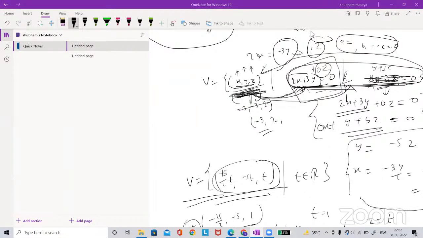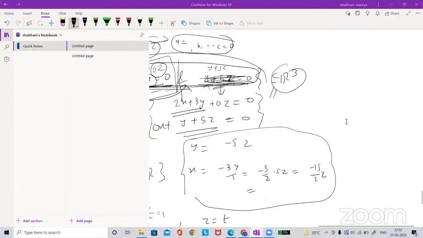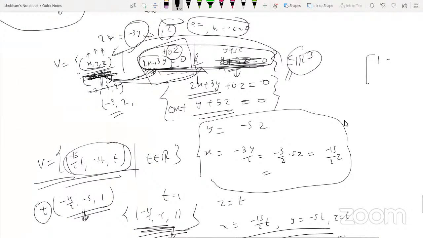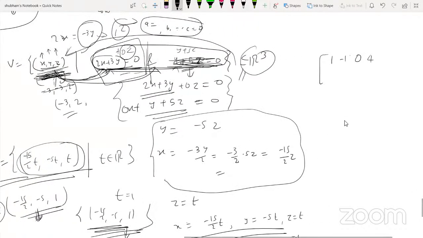Sir, one matrix, could you please write 1 minus 2 0 4? Okay. 1 minus 2 0 4, the first row. This is a 4 by 4 matrix. Okay. 3 1 1 0. Okay. Minus 1 minus 5 minus 1 8. Minus 1 minus 5. Yes.